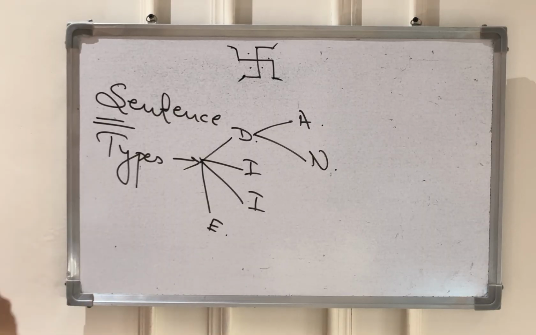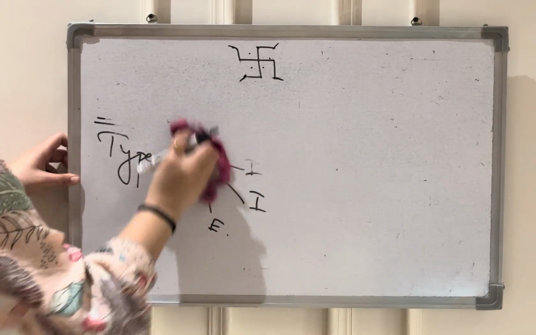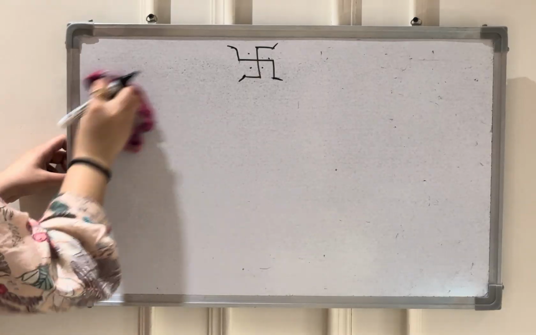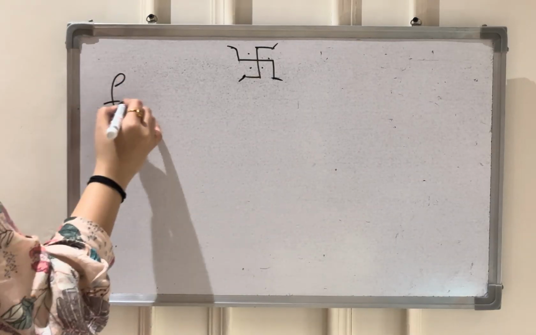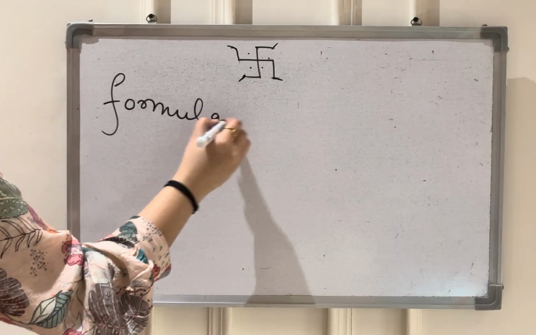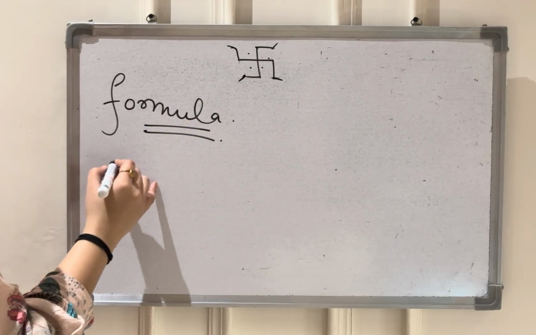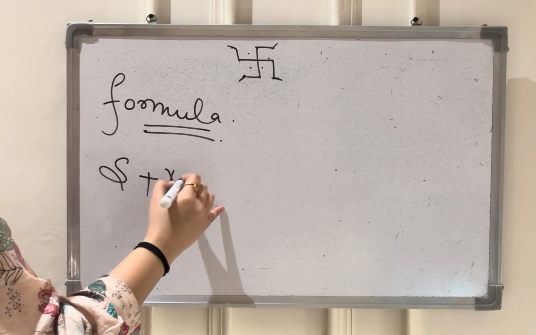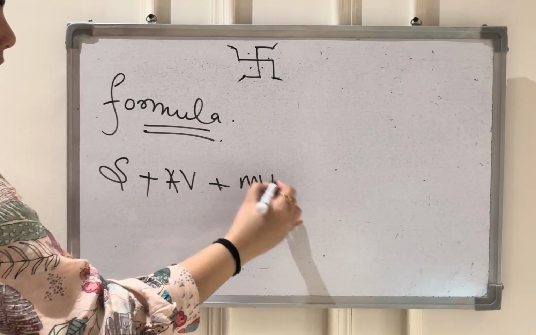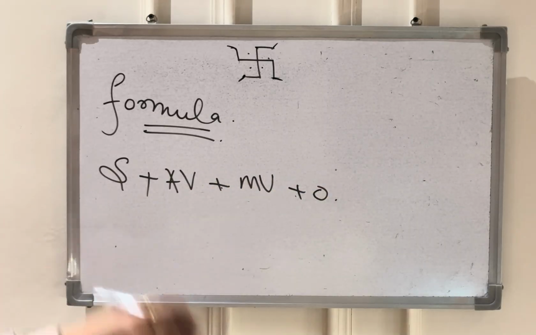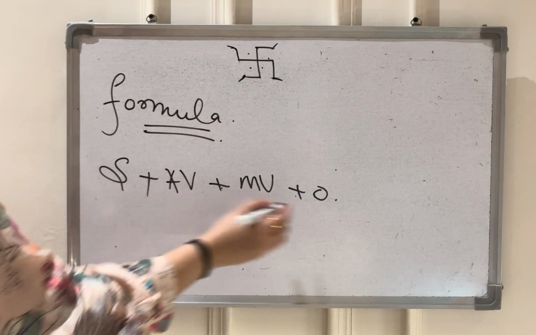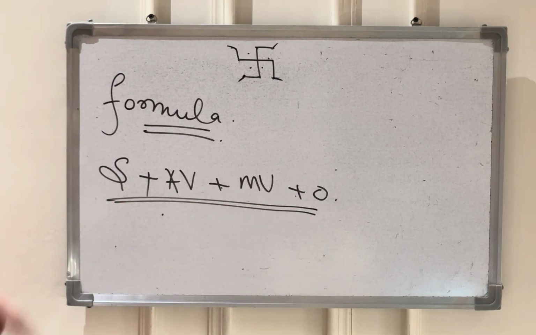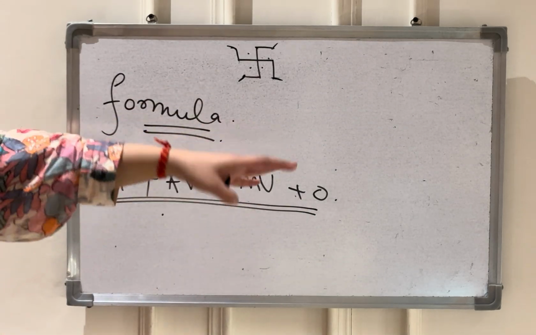The third one that we learned, which was the most important one for today's session, was what is the formula of sentence? Any sentence will start from subject plus auxiliary verb plus main verb plus object. In today's session, the agenda is we will be learning this. What is subject, what is auxiliary verb, what is main verb and what is object.